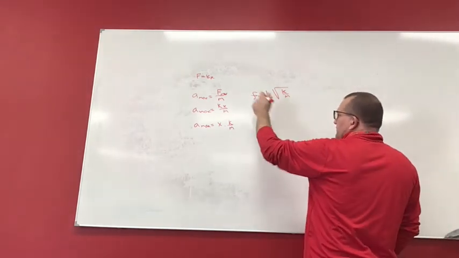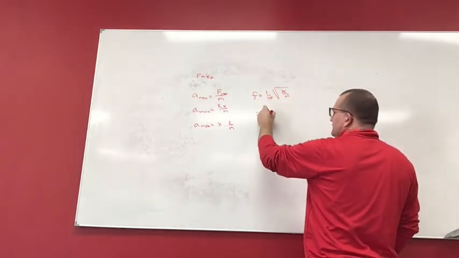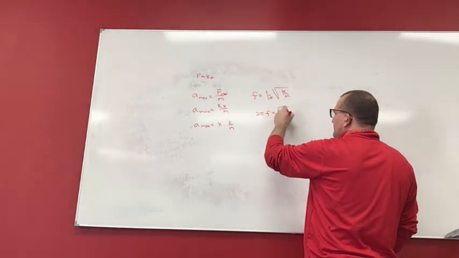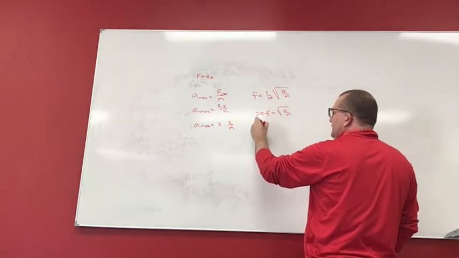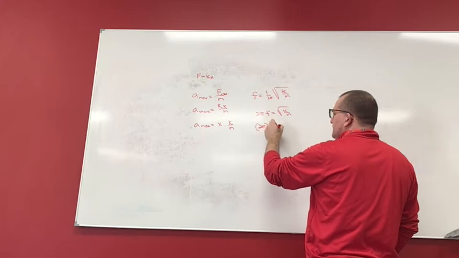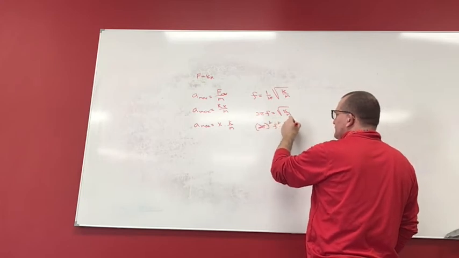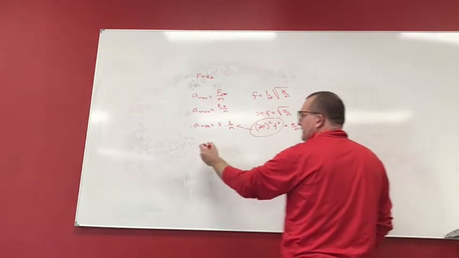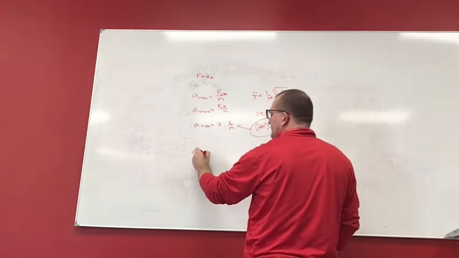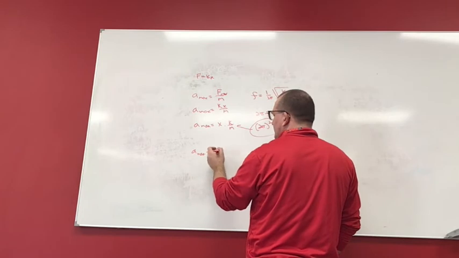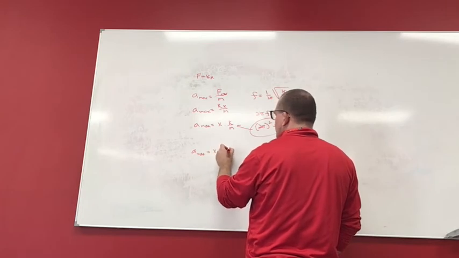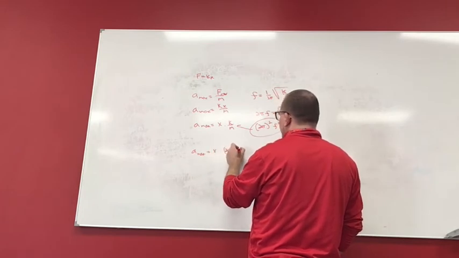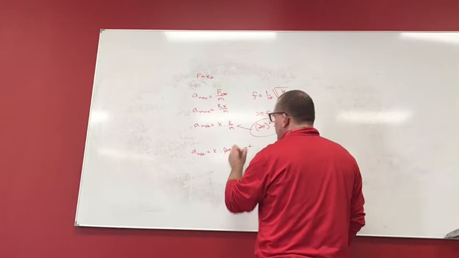So multiply both sides by 2 pi. 2 pi f is the square root of k over m. Square everything. (2 pi) squared f squared equals k over m. So now I can take this and substitute it in there. So A max is equal to x times (2 pi) squared times my frequency squared.